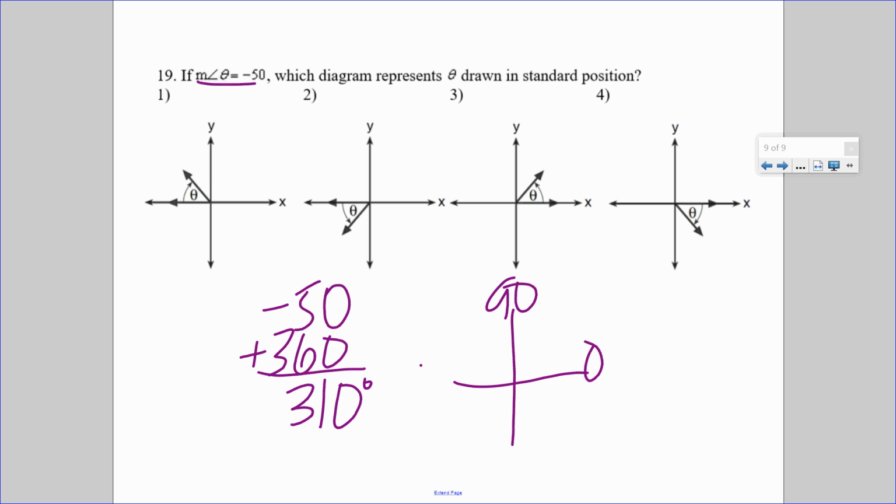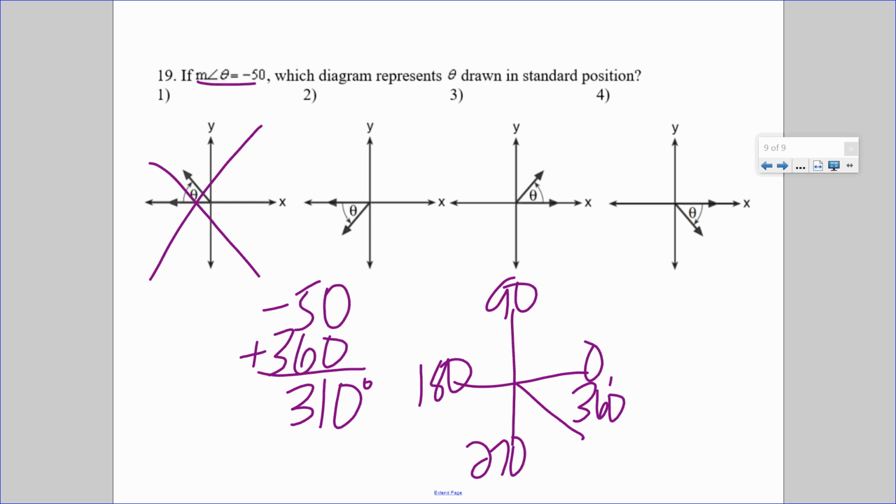0, 90, 180, 270, 360. 310 would be in quadrant 4. That's not in quadrant 4. That's not in quadrant 4. That's not in quadrant 4. This one is. And because it's negative 50, it's going the negative way. That's why it ends up there.